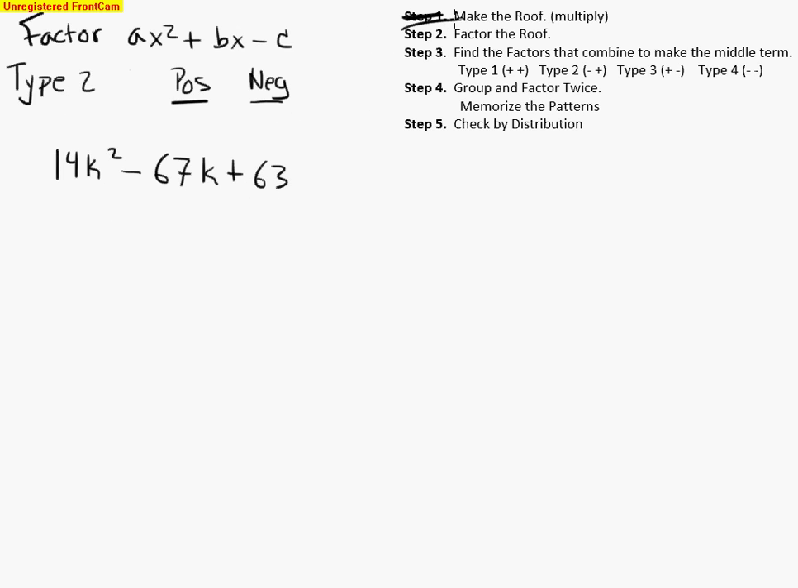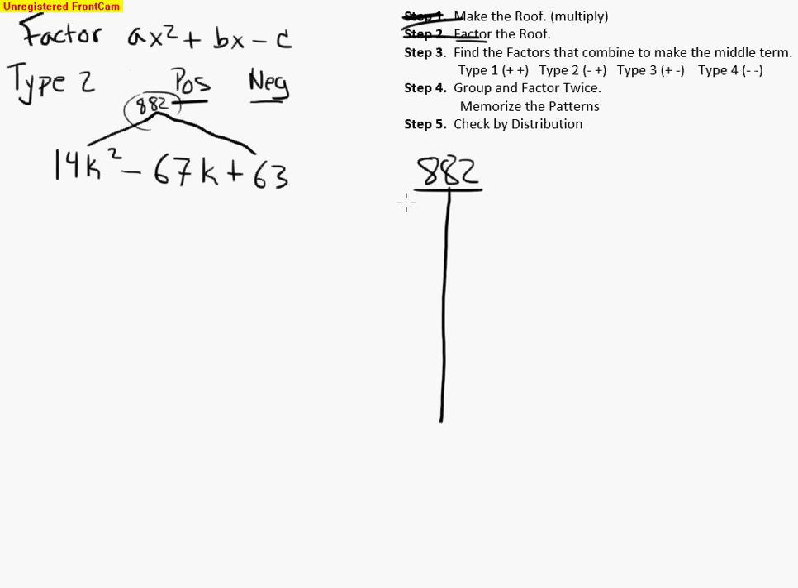Step 1 says make a roof. So that means take this 14 times this 63. So if I take 14 times 63, I'm going to get 882. That's a huge number. So over here, I'm going to say 882 because step 2 says factor the roof. So I'm going to go ahead and factor the roof.